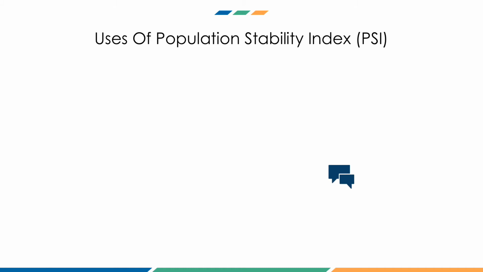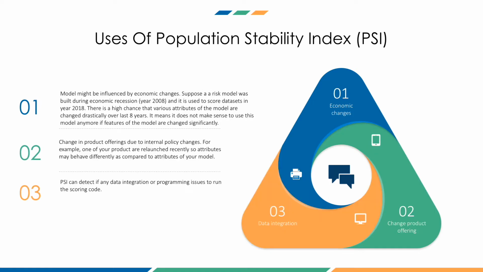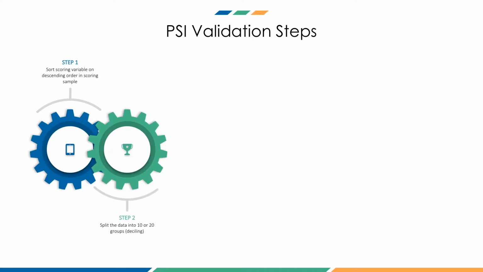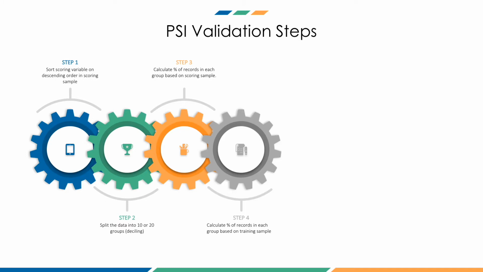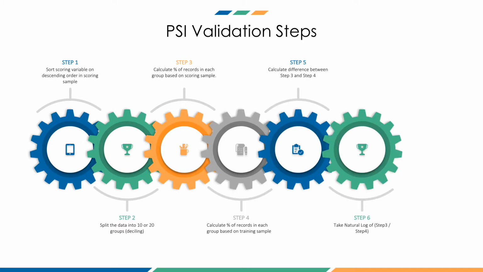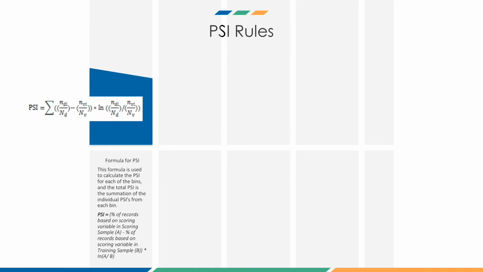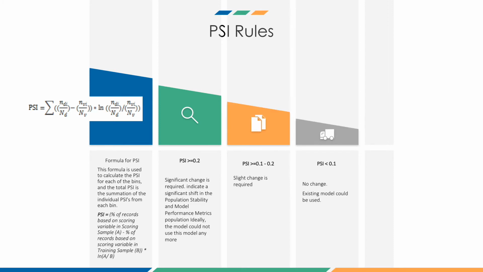Now we will describe the population stability index concept, or PSI for short, used to determine whether a new population is statistically similar to our old population. Thus, it allows us to determine whether we need to change our model or not. Here we have the PSI validation steps. On this slide, we can see the rules for the PSI process. Also, the formula for the PSI process.